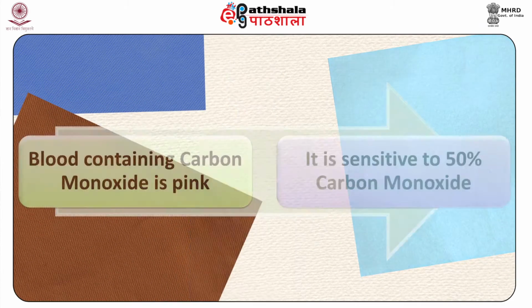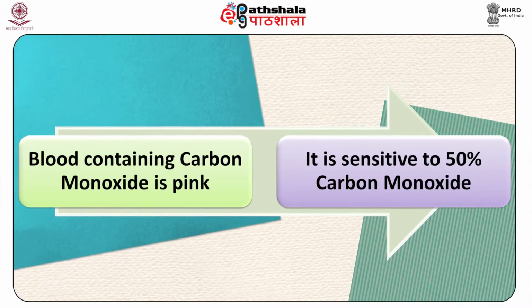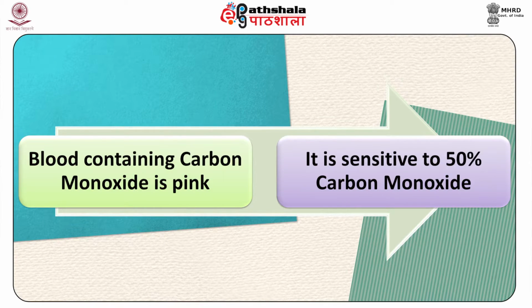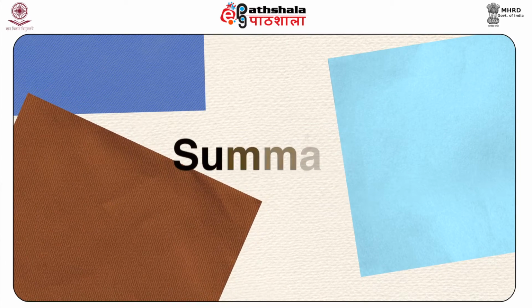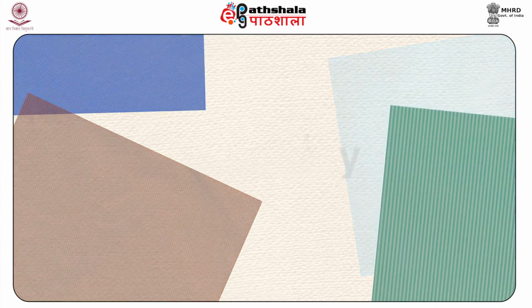In another test, a drop of test sample blood is diluted with 10 to 15 ml of water. Control sample blood is also diluted in the same manner. Blood containing carbon monoxide is pink. This test is sensitive to 50% carbon monoxide. We'll conclude this module with summary.